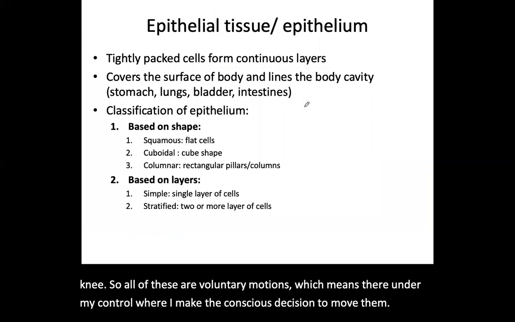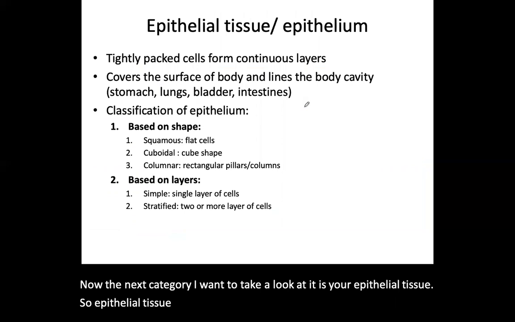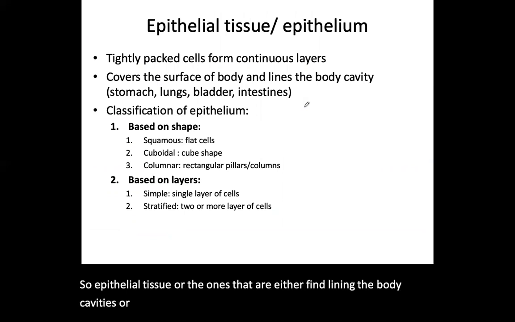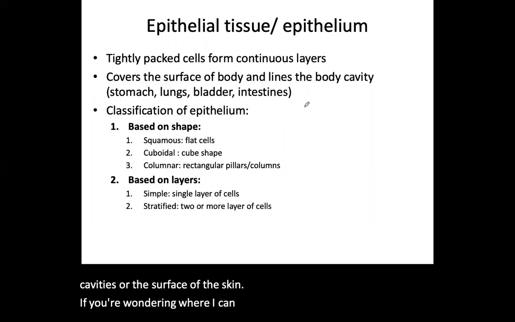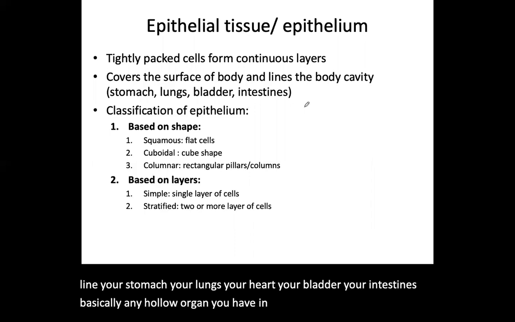Now, the next category I want to take a look at is your epithelial tissue. So epithelial tissue are the ones that are either found lining the body cavities or the surface of the skin. If you're wondering where I can find it in terms of body cavities, they line your stomach, your lungs, your heart, your bladder, your intestines. Basically, any hollow organ you have in your body will contain epithelial tissue.